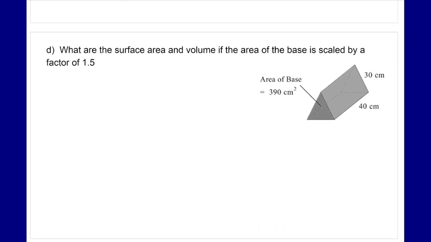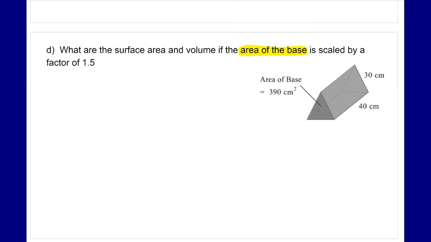The next question says, what are the surface area and volume if the area of the base is scaled by a factor of 1.5? So this is basically saying we've increased our area of the base by a factor, kind of like doubling would be a factor of 2. We're not saying that it's doubling, it's scaled by a factor of 1.5.